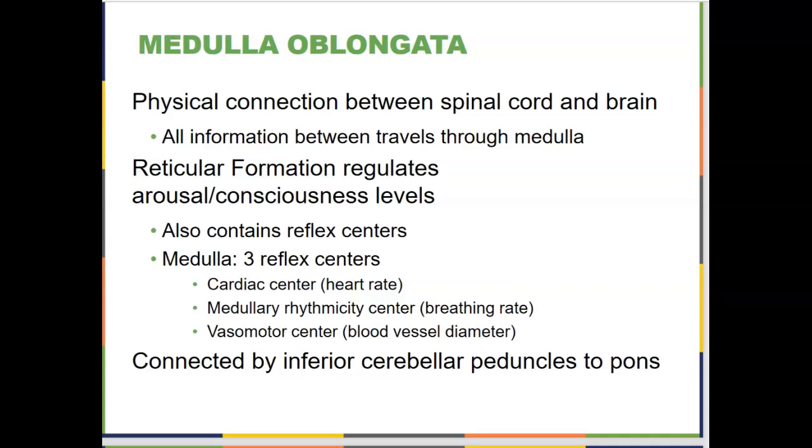There are 3 reflex centers: the cardiac, the medullary rhythmicity center for breathing, and then the vasomotor center, which has a lot to do with your blood pressure. So like I said, the medulla is regulating to some degree your blood pressure. There is also local regulation depending where you are in the body, but your medulla oblongata is setting the basic tone of the blood vessel diameter.